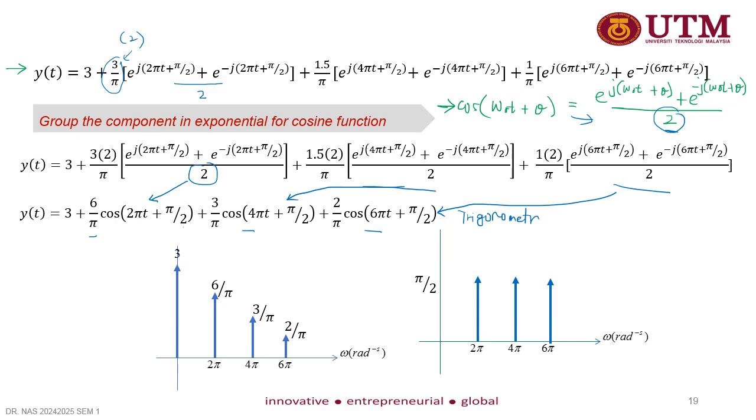Lastly, you can sketch the single-sided spectrum from the trigonometric equation. This is your C0, and then you have your first spectrum at positive 2 pi, and at 2 pi the phase is positive pi over 2. The same goes for the second and the third one.